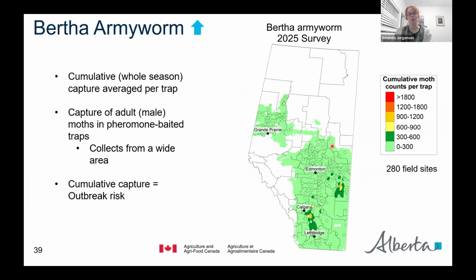So this map shows the season total of all of the moths that are captured, which are then averaged per trap. And that's important because in the Peace, we ask our cooperators to only put out 1 Bertha armyworm trap because of the number of bumblebees that are captured, whereas in the rest of the province, 2 Bertha armyworm traps are set out per site.